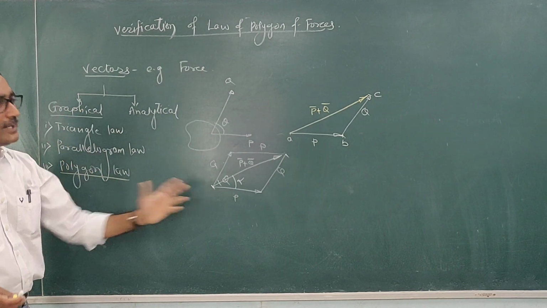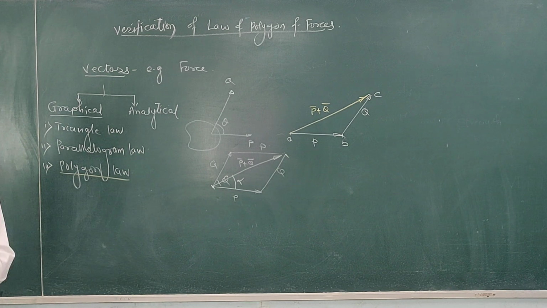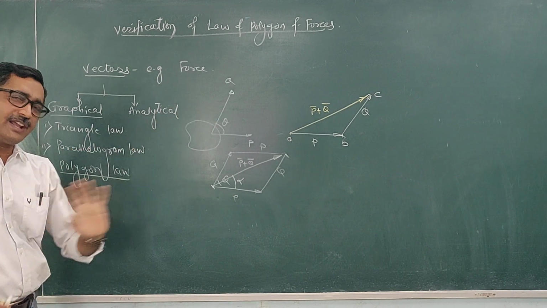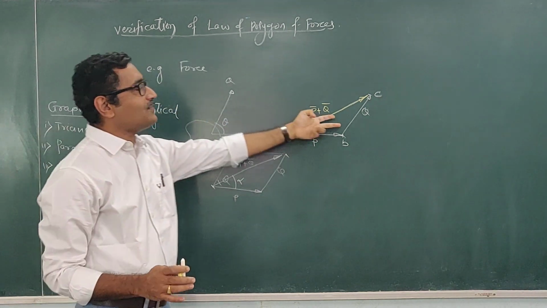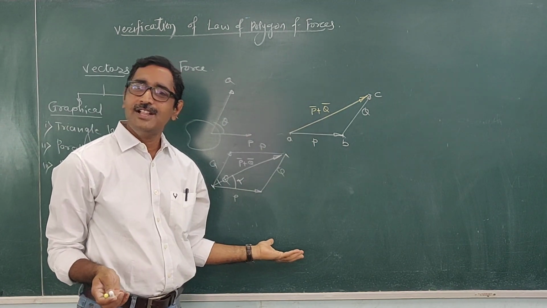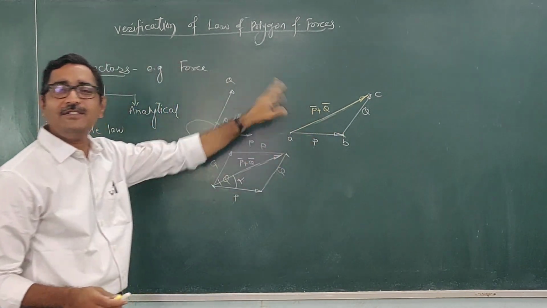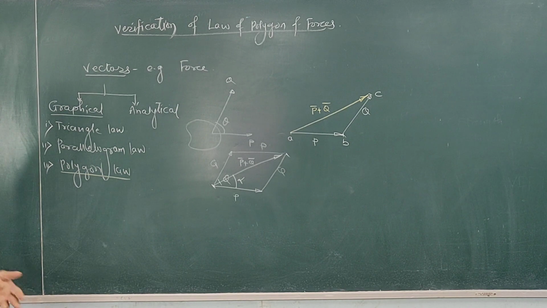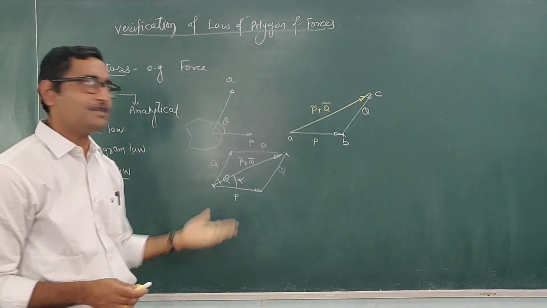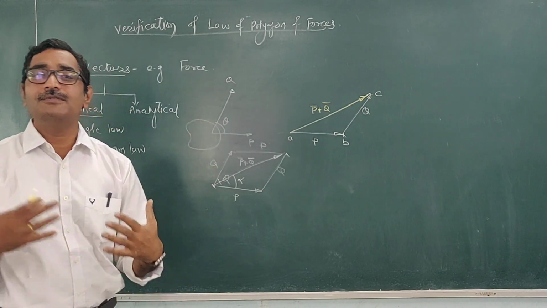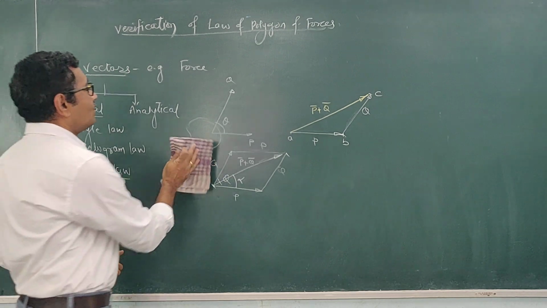When more than two vectors are there, we have to use the polygon law. The polygon law is just an extension of the triangle law. It is similar to the triangle law. Here two forces are there, that's why we got a triangle. But when more than two vectors are there, and you follow the same procedure, that figure will be a polygon. It may be a quadrilateral or a pentagon, depending on the number of vectors you are adding. Now what is this polygon law?